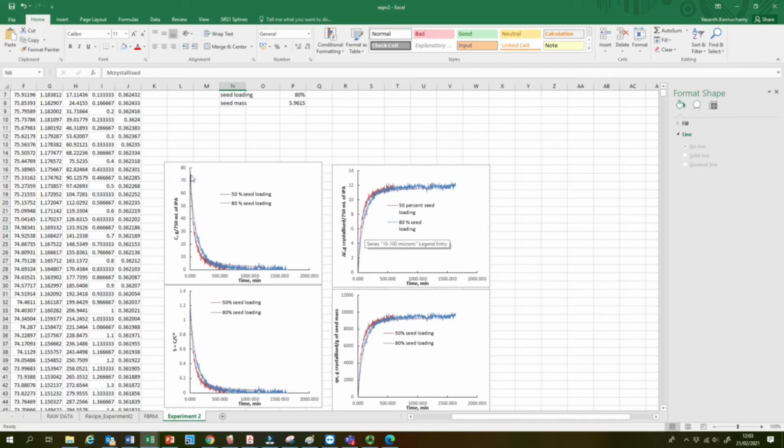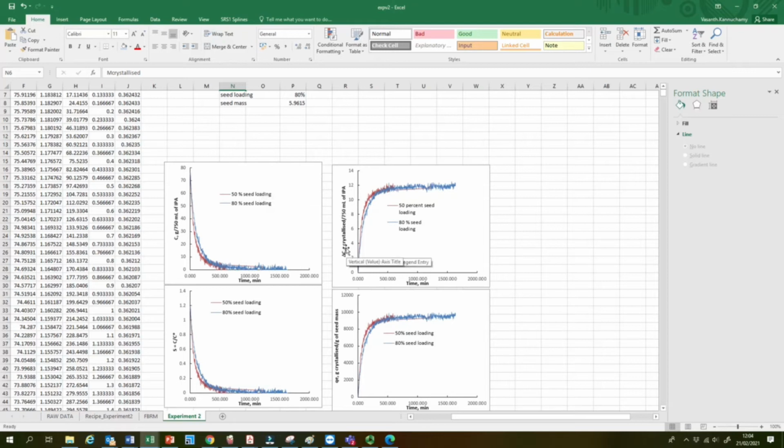You see it from your concentration, the depletion in concentration with respect to time, with 50% seed loading and 80% seed loading. They're almost the same, and in fact with 80% seed loading, the depletion in concentration is slightly slower than the 50% seed loading, and this is due to the secondary nucleation. Yeah?